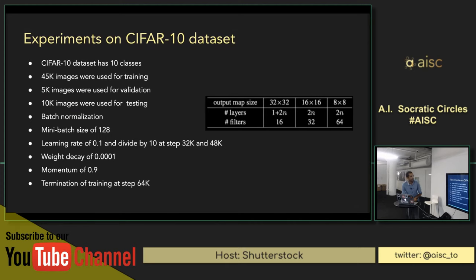They did another experiment on the CIFAR-10 dataset, which contains 10 different classes, and 45K images were used for training, 5K for validation, and 10K for testing. They also use batch normalization, which we need when we have a lot of layers in order to fight against vanishing or exploding gradients. We use batch normalization.